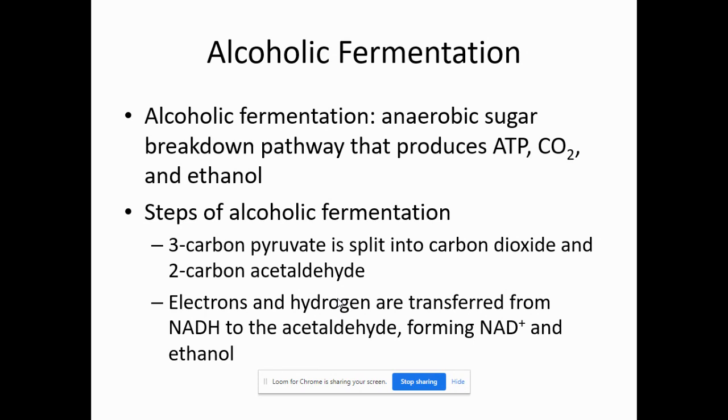So alcoholic fermentation is an anaerobic sugar breakdown pathway that produces ATP, carbon dioxide, and ethanol. All right, so in alcoholic fermentation, a 3-carbon pyruvate is split into carbon dioxide and a 2-carbon acetaldehyde. And then the electrons of hydrogen are transferred from NADH to acetaldehyde. And so you have the oxidation of NADH to form NAD again, so it can run through fermentation again, and then you have ethanol, the major byproduct of alcoholic fermentation.